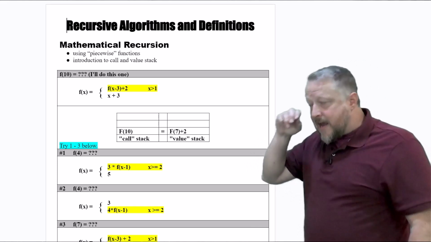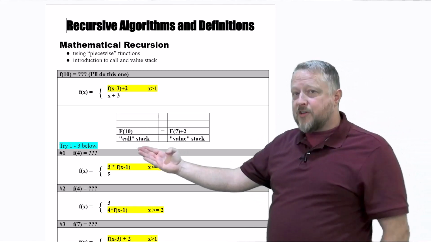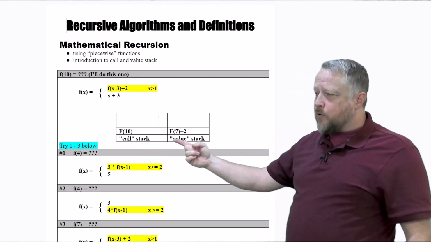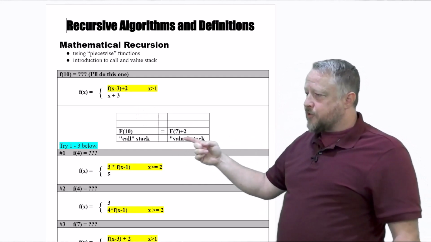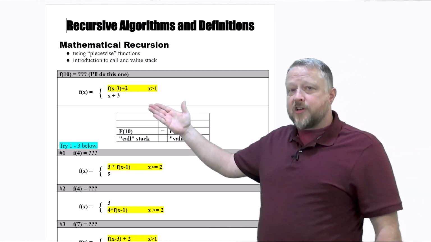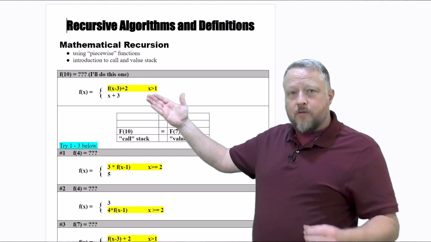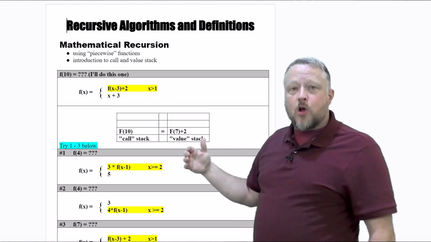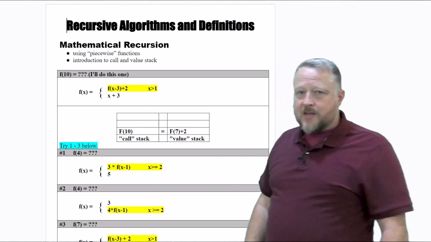With f of 10, you're going to end up having your first call, which is at the bottom of the stack, that's going to equate to our value stack, which is f of 7 plus 2. That's the x minus 3, so it's 10 minus 3, plus 2. Now, why did we choose that one? We have a base condition that we have to check. As long as the current value of x is greater than 1, then we're going to use this equation to try to solve everything out. If x is not greater than 1, then we'll use the x plus 3.